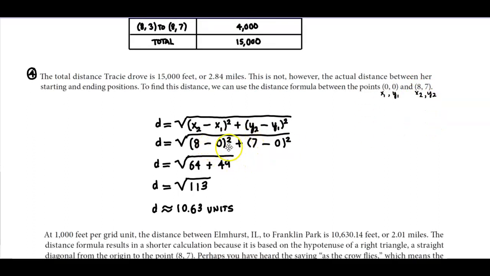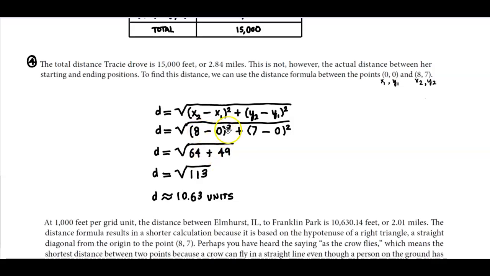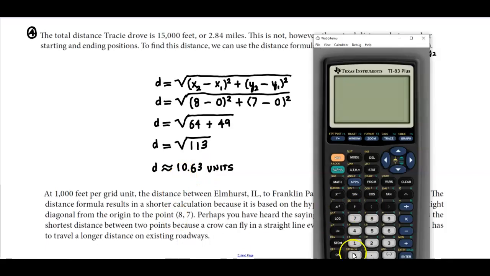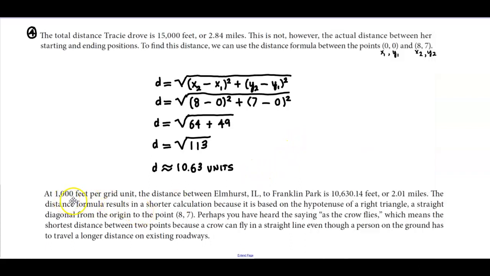So let's plug in those values. We have 8 minus 0 squared plus 7 minus 0 squared, which becomes 64 plus 49. That becomes the square root of 113. When we take the square root of 113 on our calculator, we get 10.63 units. Now, keep in mind that with 1,000 feet per grid unit, the distance between Elmhurst, Illinois, and Franklin Park is 10,630.14 feet. Well, how do we get that?